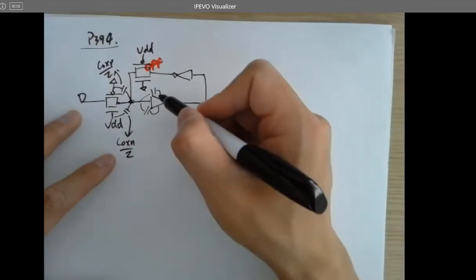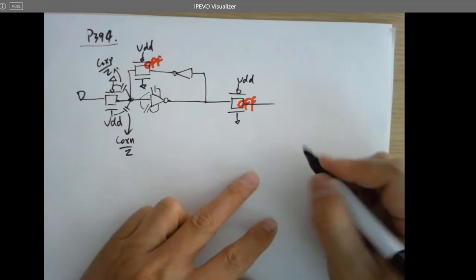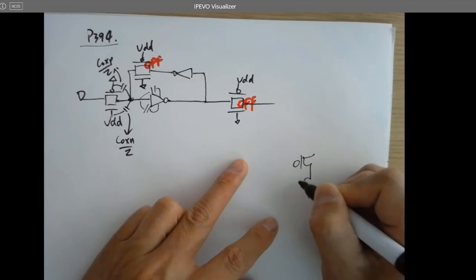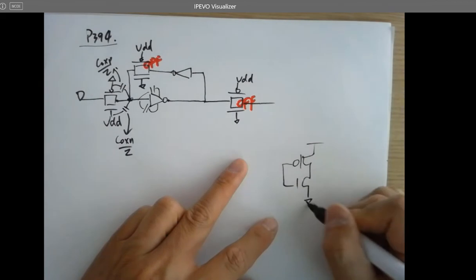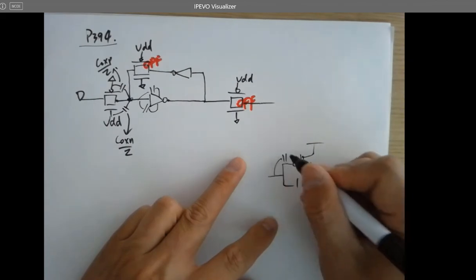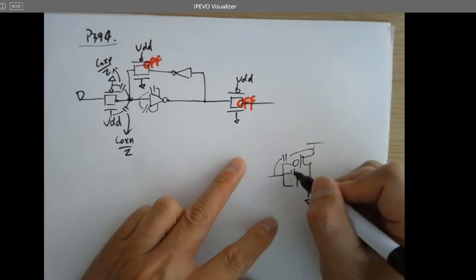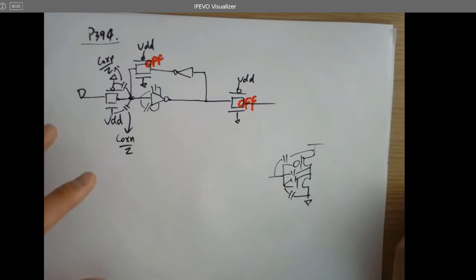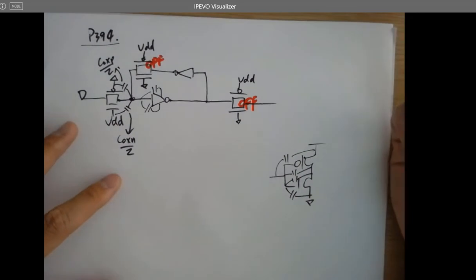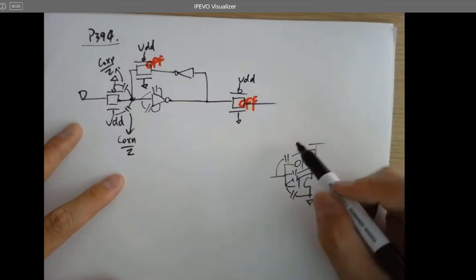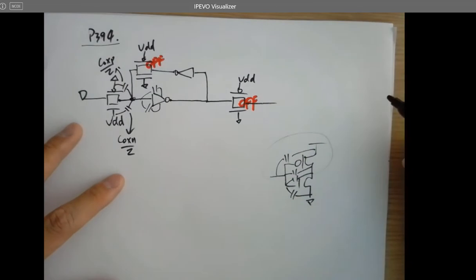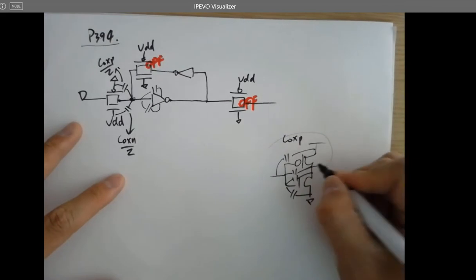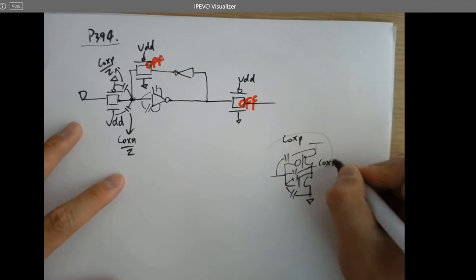For the PMOS, what's C in? Remember all these caps? So what is the overall C in? For P, let's do P first, right? It's 3/2, because this is Cox P, which has a mirror effect, and this is a half Cox P. It's going to be 3/2 Cox P.